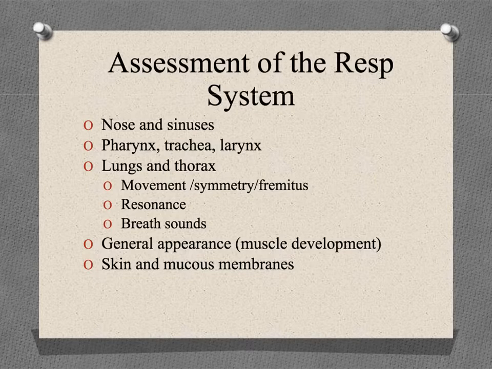Looking for your rate, your depth of inspiration, type of breathing, so many different things that you're looking at. Palpation can identify fremitus, crepitus, which means that there's air under the subcutaneous tissue. Percussion, to assess for pulmonary resonance, the boundaries of the organs, things like that.